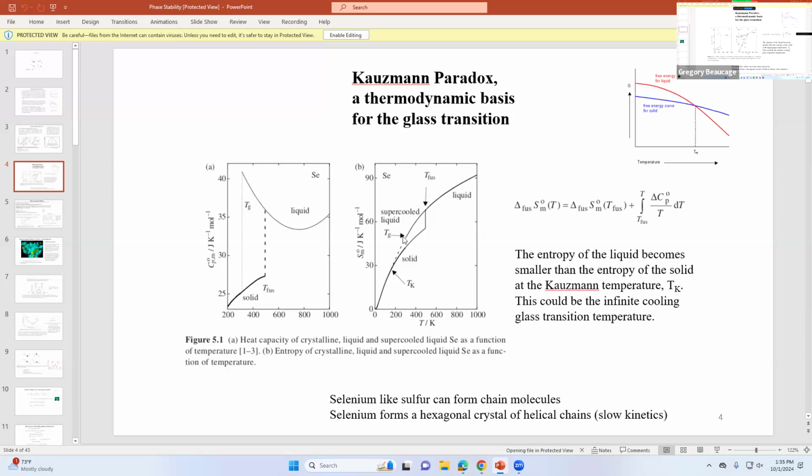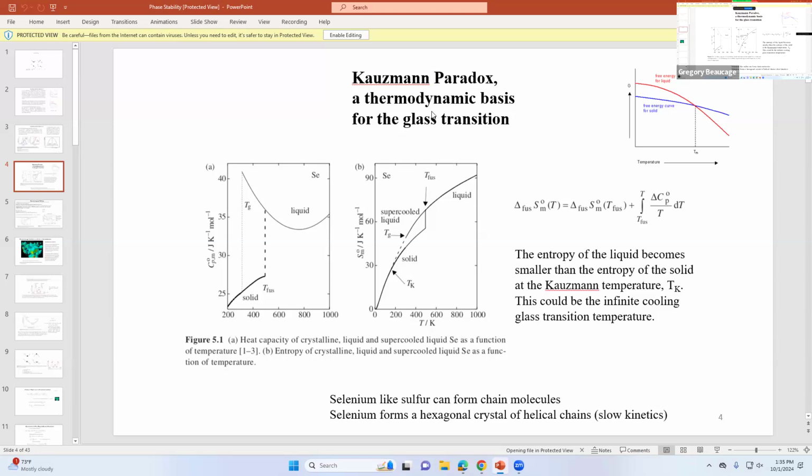If you extrapolate down the liquid curve, it will cross it, and that temperature is called the Kauzmann temperature. And this whole thing is called the Kauzmann paradox because it predicts that if you could supercool to a point where the liquid would have a lower entropy than the solid, something weird would happen, like a paradox. It wouldn't necessarily crystallize after that.